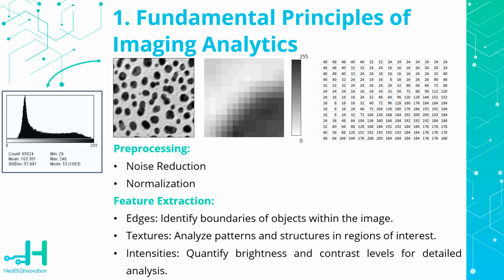After pre-processing, the next step is feature extraction, where meaningful information is derived from the image. This process includes identifying edges to define object boundaries, analyzing textures to recognize patterns, and quantifying intensities to assess brightness and contrast levels. Together, these concepts, pixel-based representation, histogram analysis, pre-processing, and feature extraction, serve as the building blocks of image analytics, paving the way for more advanced applications in healthcare and beyond.